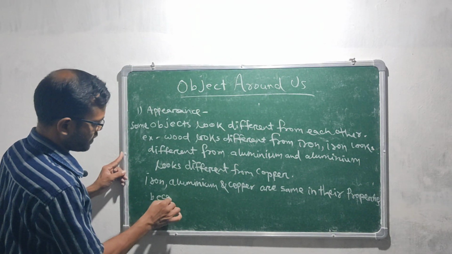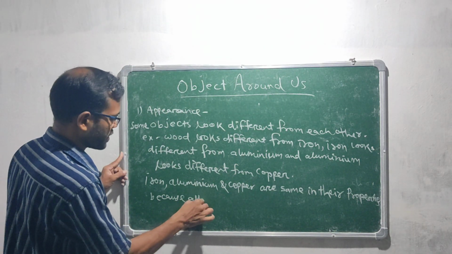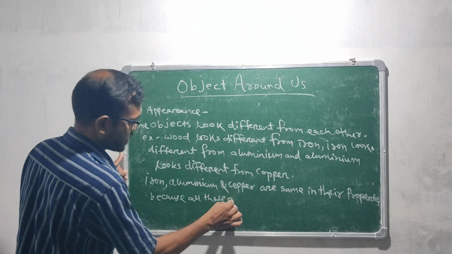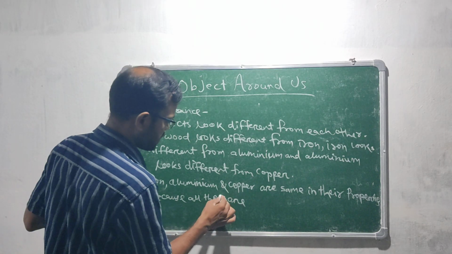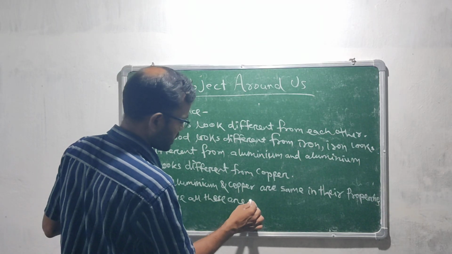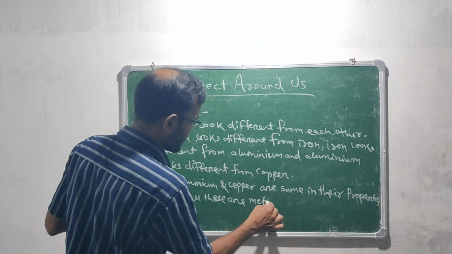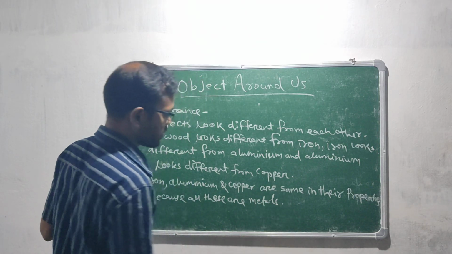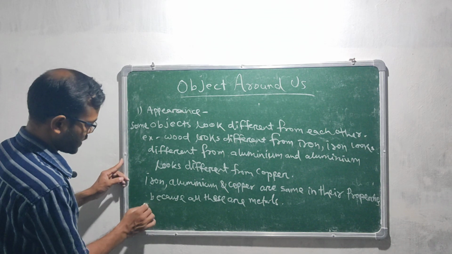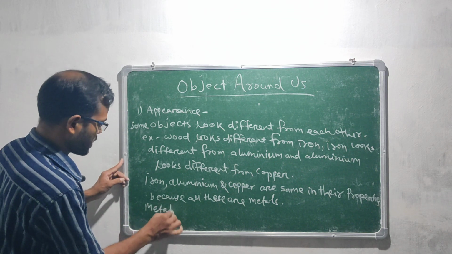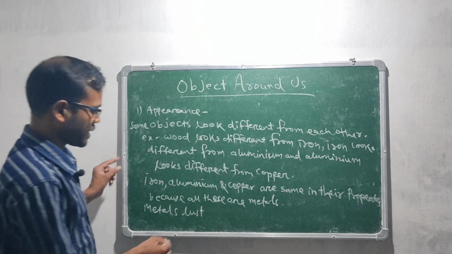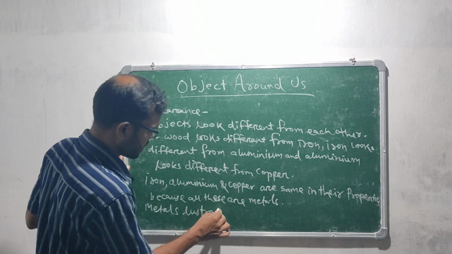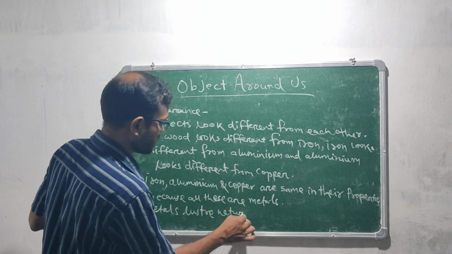Because all these are metals. This is the acid. These are metals. And what are the other properties of metals? Metals have luster nature. Luster means shine. They can shine.